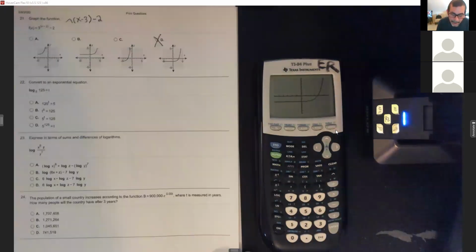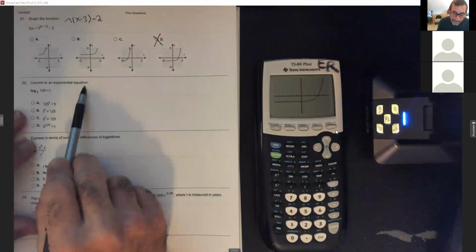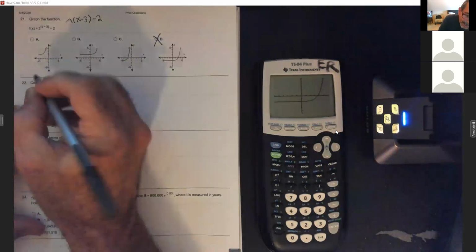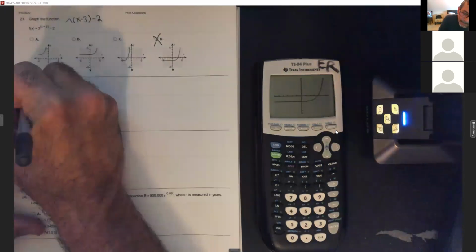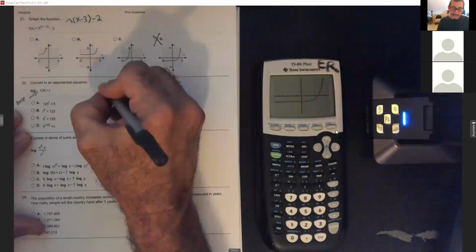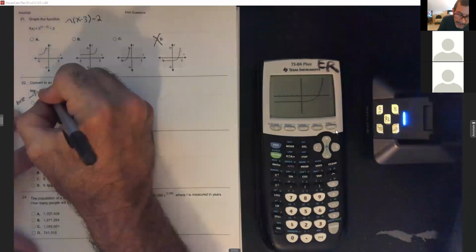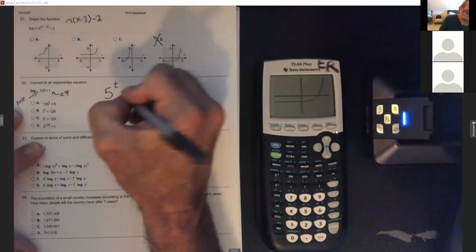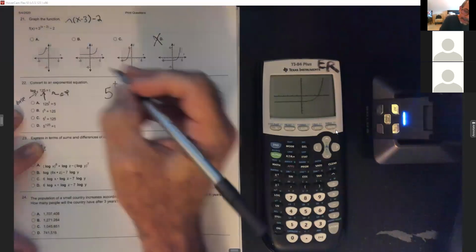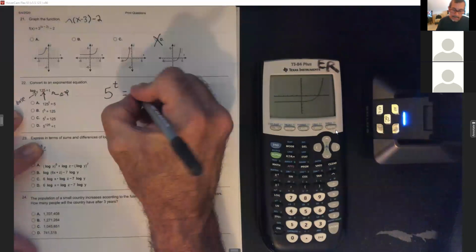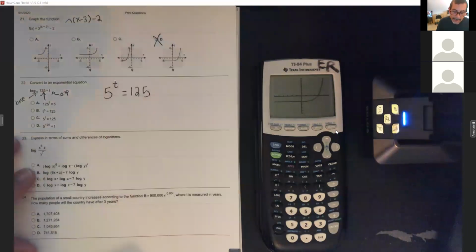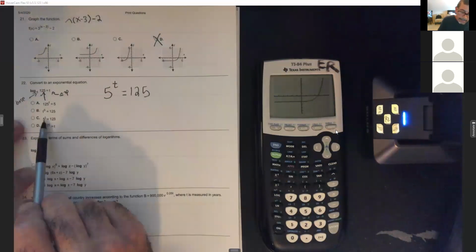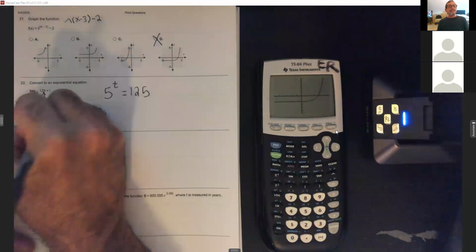All right, let's see, what's 22? Convert to exponential. So remember, you take the base first. Base is the 5. So 5 would be the first thing you write. This t is your exponent, so that's going to go up here by the 5. And then that's going to equal that result. And the result is 125. So let's see. That's got a 125. No. 5t to the 5th. No. Here we got 5 to the t equals 125, which is what we needed. So go with C.